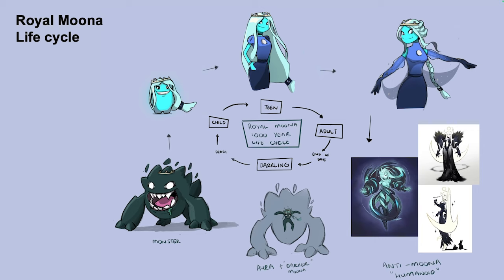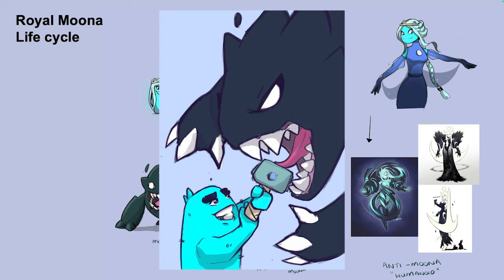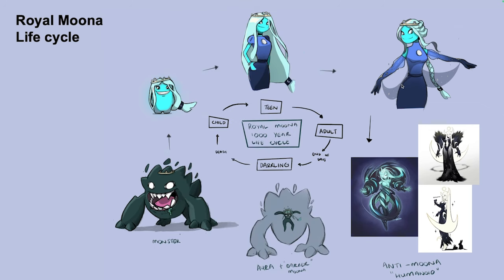This is where Tank's role comes in: the royal Moona imprisons herself for the end of days, and she becomes this darkling form. Here, as you can see on this side, she becomes an anti-Moona, which is still in humanoid form, and the darkness takes over. She loses her light, and this is almost like an eclipse. It happens every 1,000 years, and this is the explanation of how the eclipse happens.